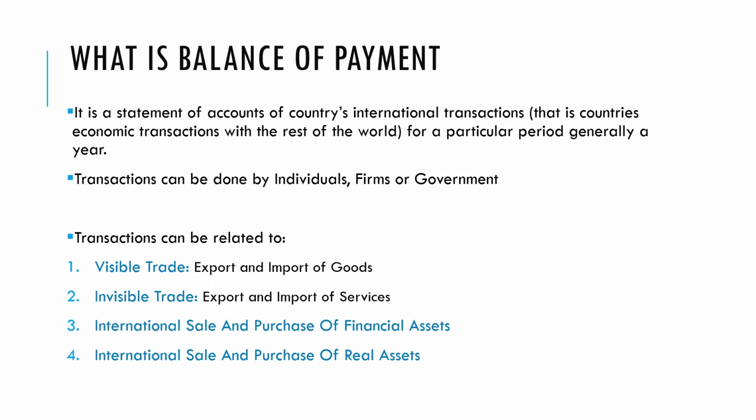These transactions can be of four types: first, visible trade, which is called export and import of goods; second, invisible trade, export and import of services; third, international sale and purchase of financial assets; fourth, international sale and purchase of real assets. Financial assets, for example, are shares and bond purchases; real assets are like buildings, machinery, or any other fixed asset.